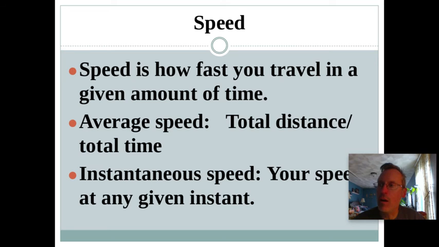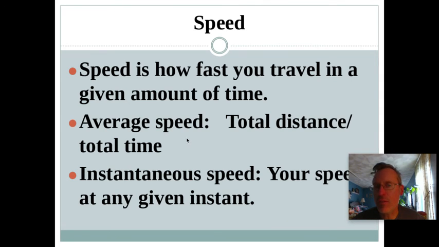Americans kind of do this stuff all the time because we're in cars and stuff. So let's say you traveled 100 miles in 2 hours. So it took you 2 hours to go 100 miles. What would your average speed be? Well, you would take the 100 miles divided by 2 hours. 100 divided by 2 is 50. You would have had an average speed for that trip of 50 miles per hour.